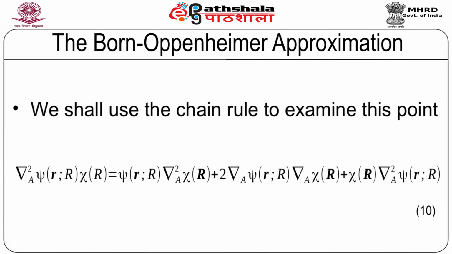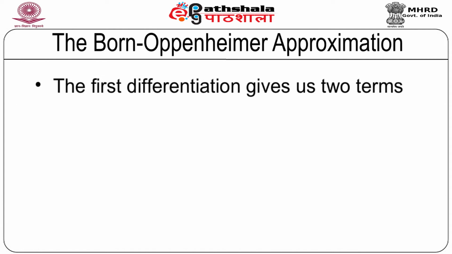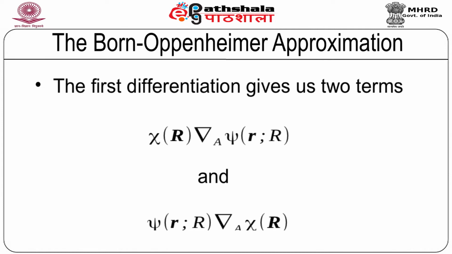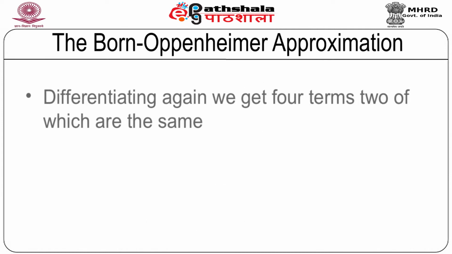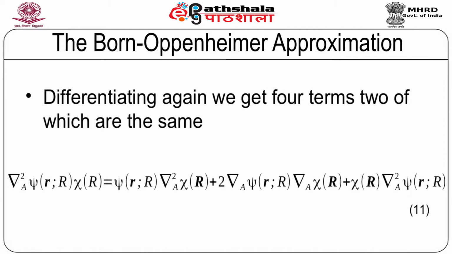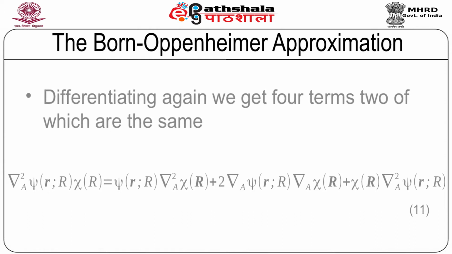Now, how did we arrive at the right-hand side? The first differentiation gave us two terms, χ(R) ∇_A ψ(r,R) and ψ(r,R) ∇_A χ(R). Differentiating again, we get four terms, two of which are the same, that is equal to ∇_A ψ(r,R) ∇_A χ(R) and ∇_A χ(R) ∇_A ψ(r,R).